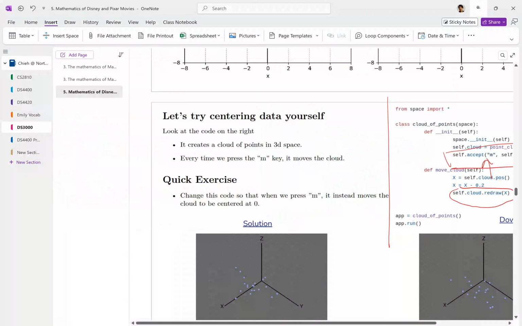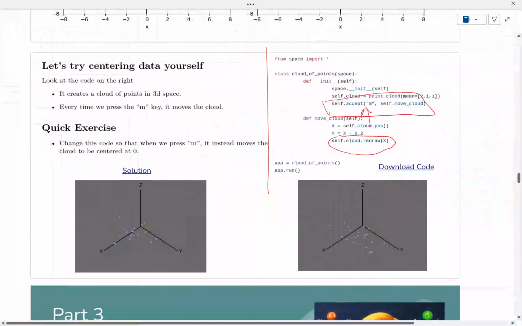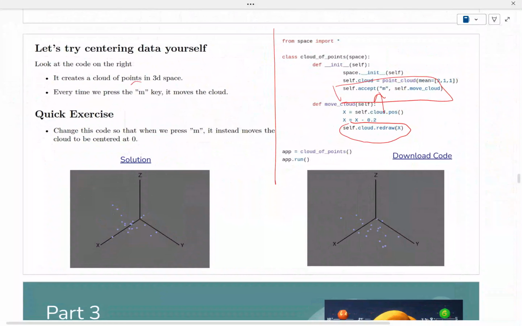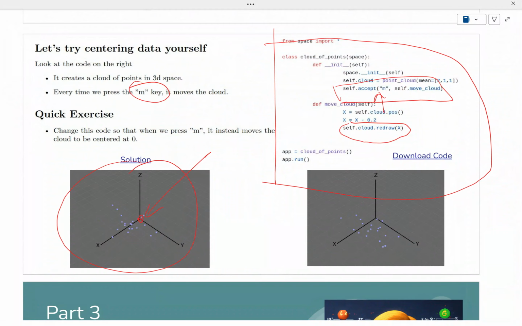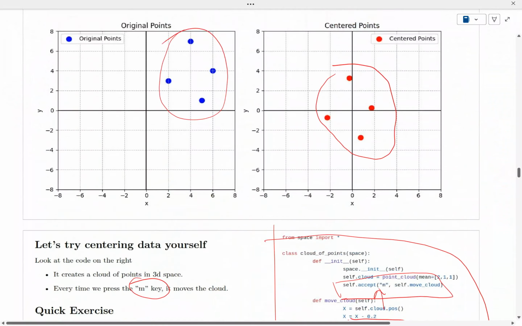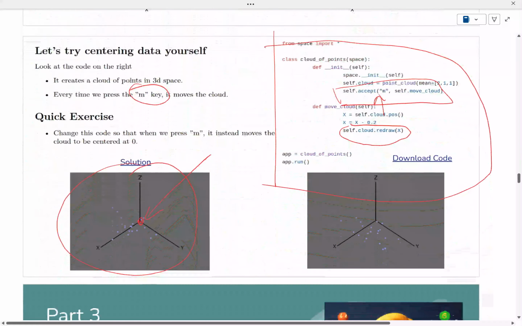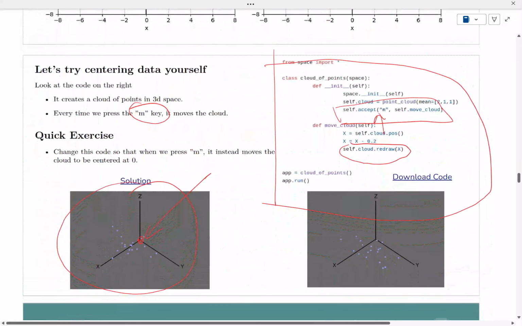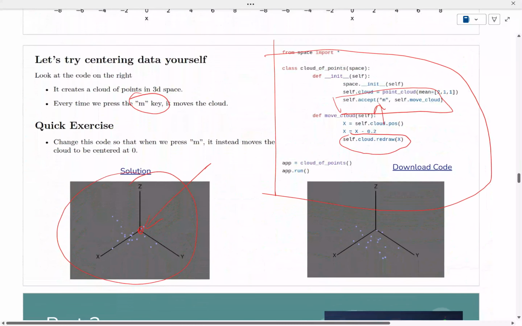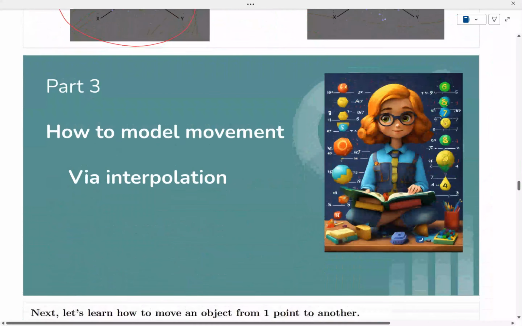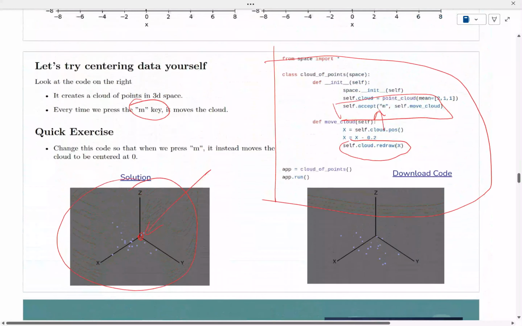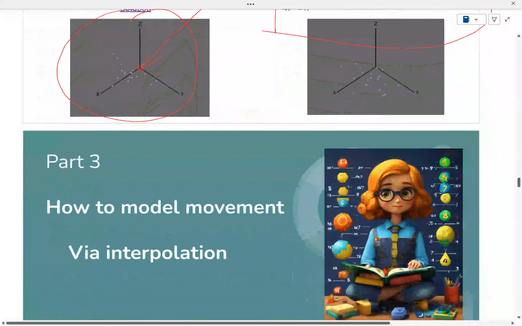However, here's the exercise that you are going to do. What I want you to do is when we press the M key, you're going to move the cloud to the center. So you can use this code as a basis, as well as the code we saw here. And your goal is to be able to move the cloud to the center. Okay? All right. So you want to pause the video and do this exercise. We're going to move on.